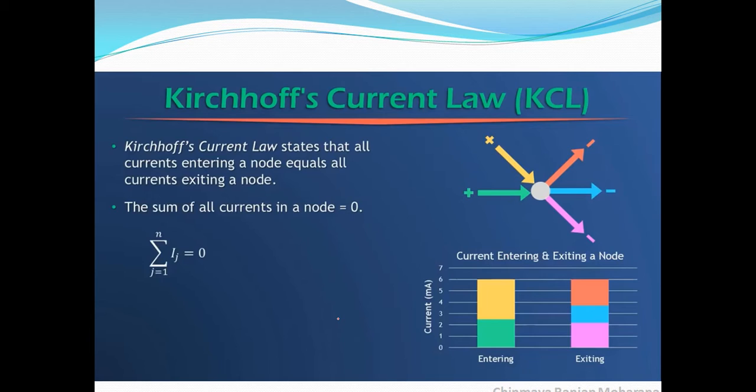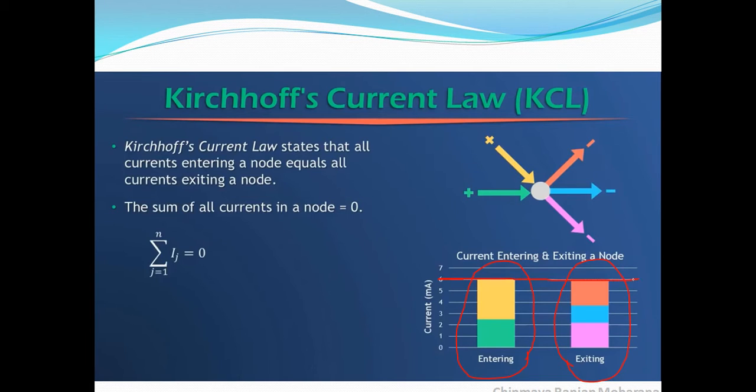Next one is Kirchhoff's current law. Then what is Kirchhoff's current law? Total incoming current is equal to outgoing current. This is what Kirchhoff's current law states. Then what this shows is that here is a graph. Clear? Here is the entering current graph, and here is the exit current graph. Okay, and here is the magnitude. Clear?